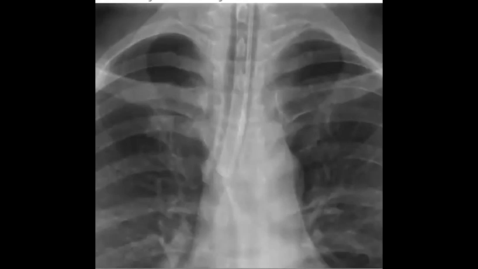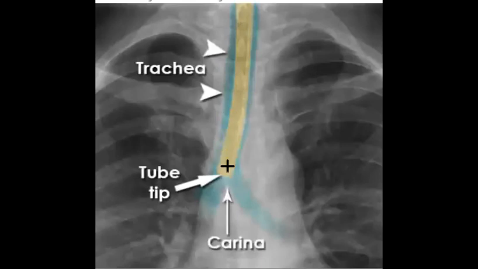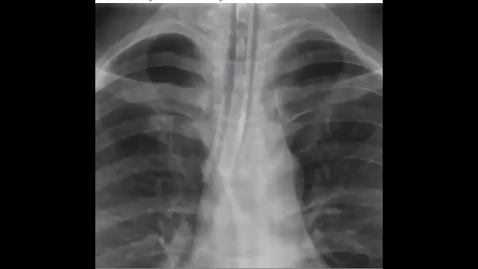Move it down. Yeah, this is very critical. First of all, when you find any tubes and lines, you check that the line or tube is not going in a bad position. Here you can see it going into the right side, the right main bronchus, so it will make a very bad complication.